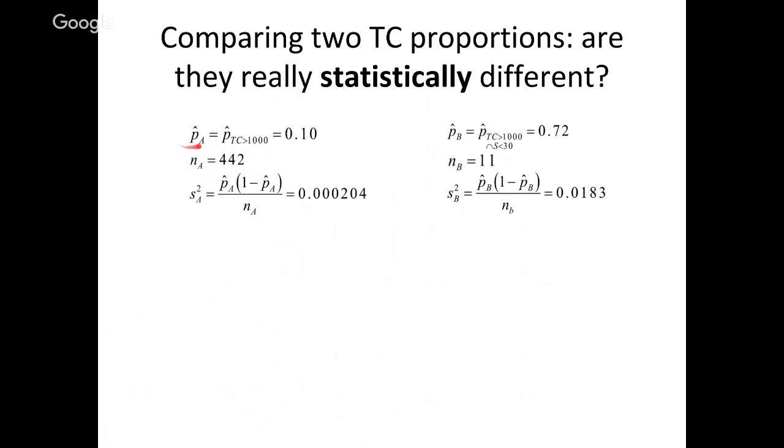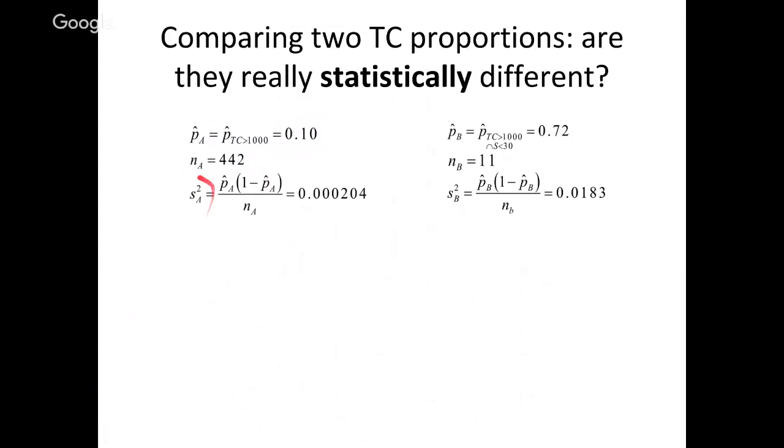One of the calculations that we did was we looked at the proportion of those samples that had a TC concentration greater than 1,000. That's the p hat TC greater than 1,000. I'm going to denote that as p hat sub A here. When we worked it out, about 10% of the samples collected at this station for those 3 years had a TC concentration greater than 1,000. So about 44 or so of those samples had a TC concentration greater than 1,000.